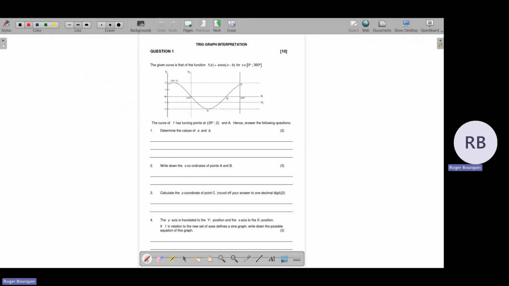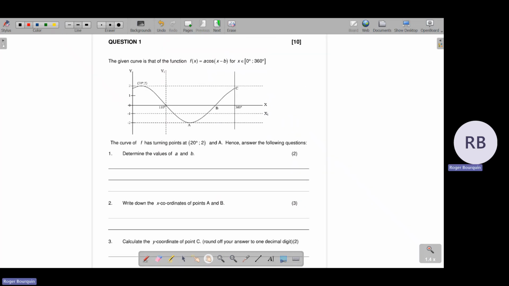Okay, let's have a look, guys. Right, so we've got a function here, and they tell you it's a cos graph. They tell us that this function is of the form a cos x minus b, which means it's been shifted by b across. What effect does this b have on the graph? It's shifted across by b units, in the opposite direction. And it's between 0 and 360.